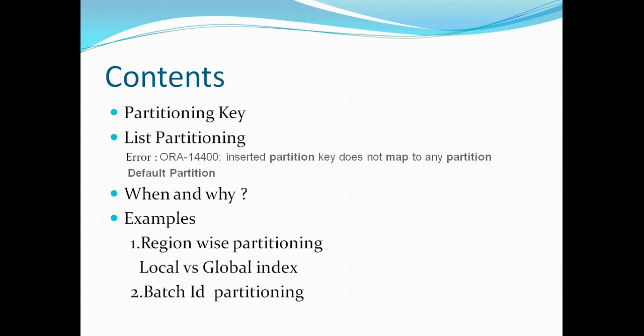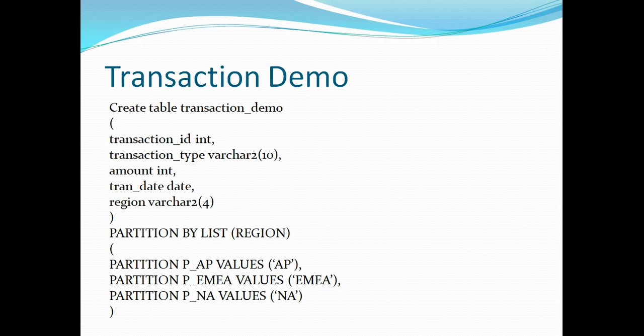So let's quickly go ahead and discuss the partitioning key. As we did in our previous tutorial, we are going to discuss that with the table transaction demo. I have 5 standard columns for my table transaction demo, and this example pertains to a retail organization that is operating in Asia Pacific, Europe and Middle East, and North America. You must be well versed with this syntax by now, where we are just creating the table.